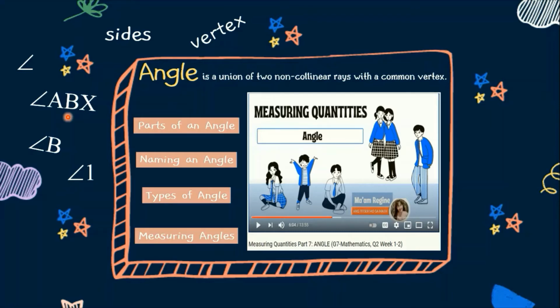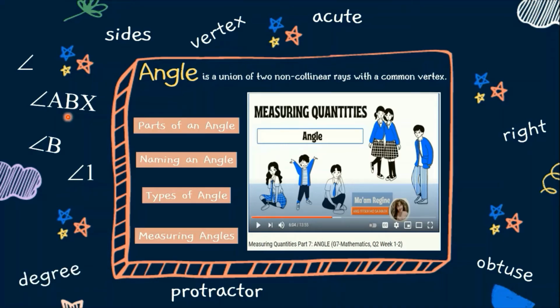For types of an angle, we have 3. We have acute angles, a right angle, and obtuse angle. Now, for measuring an angle, we have to use a protractor. We measure it using degrees. Degree is its unit of measurement, and its symbol is this.